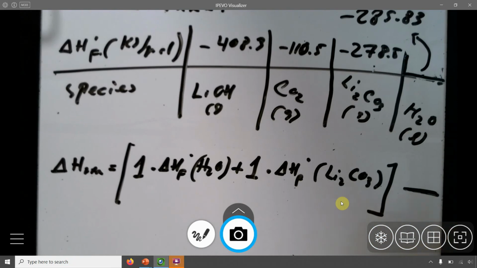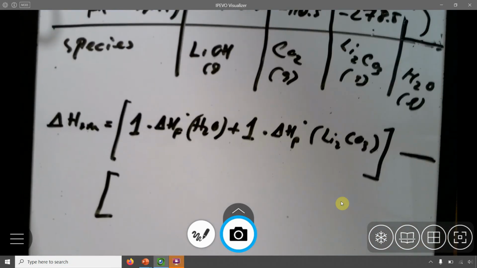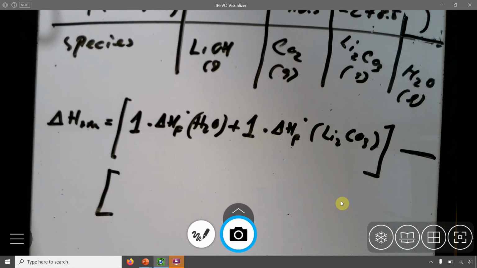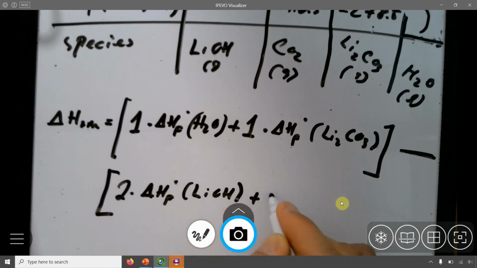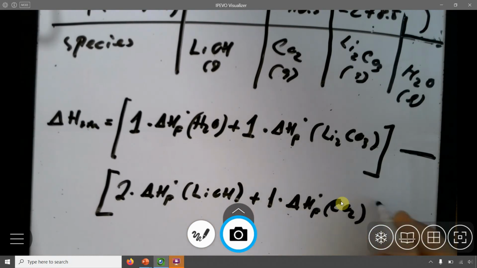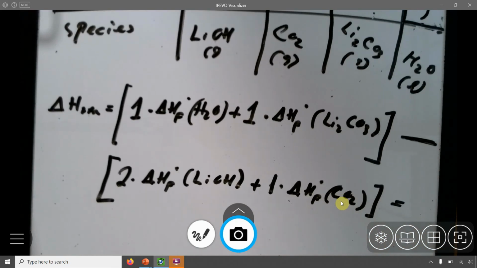Okay, this stuff is products. Then I subtract from that the reactants. I have 2 LiOH and 1 CO2. So 2 times delta H of formation of LiOH, plus 1 times delta H of formation of CO2. Okay, and that should give me my answer. So I'm going to put in the numbers. These are all given to me in the table, so I'll just throw them all in there.